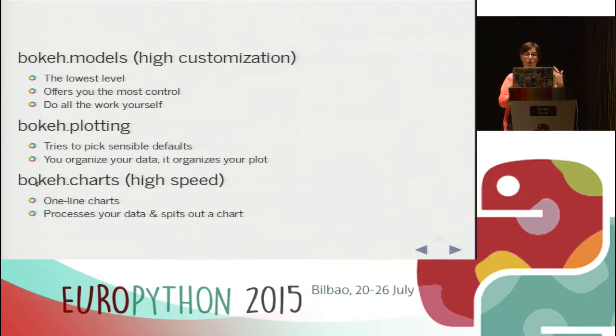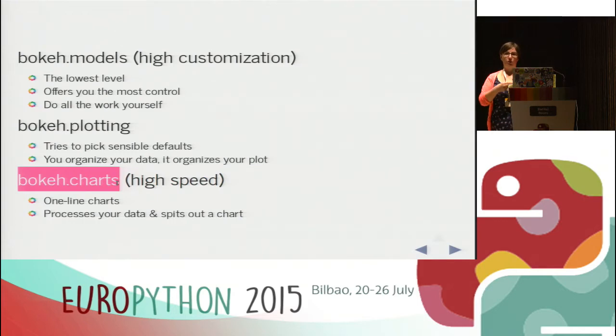On the complete opposite end, you have bokeh.charts. These are one-line functions that let you spit out a bar chart, a line chart, a horizon chart. It just takes your data frame and gives you something awesome. So it's very, very quick to use, but it sort of does all the magic for you.